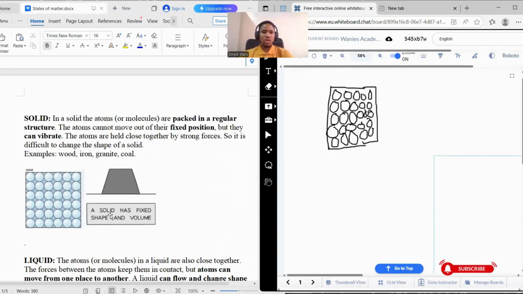So this is solid. Solid has a fixed shape and volume. This is what we call solid. It has a fixed shape and volume.